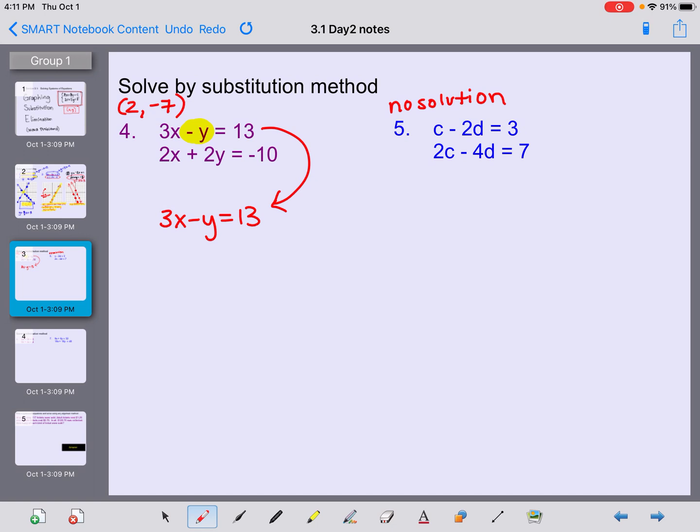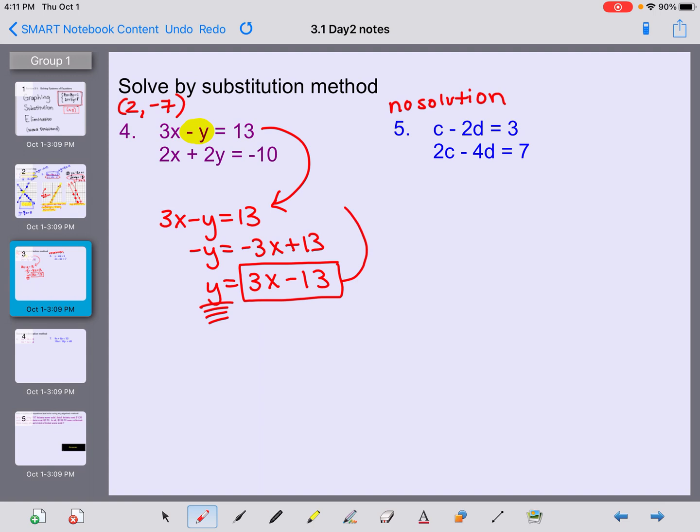So I'm going to solve for y. I'm going to subtract 3x from both sides, and then I'm going to divide by negative 1, and I get this expression. I'm going to take this expression and substitute it into the equation I haven't used yet, so that bottom equation, and I'm going to put it in for y. So I'm substituting it in for y, hence the name substitution method.